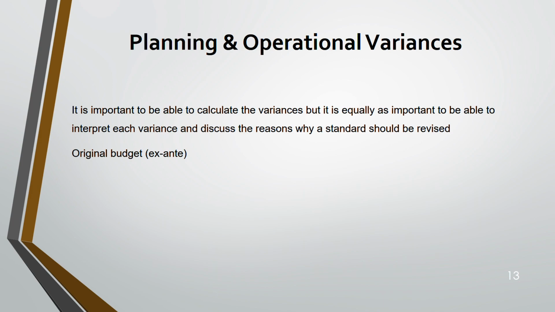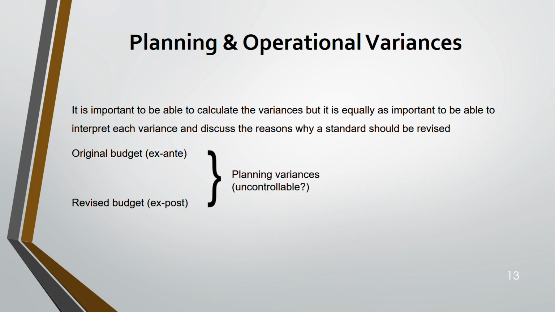So, the original budget versus the revised budget together makes up planning variances. Why planning? Because your original budget, now you're changing your plan to a new budget. So, it is known as planning variances. And this is something uncontrollable. You cannot control it.